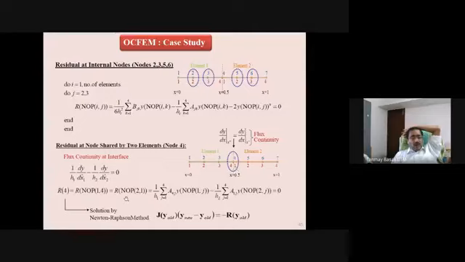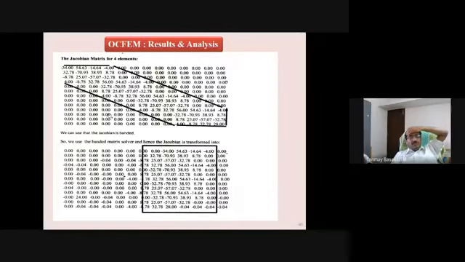So these matrices are very important. For the first element you have the fourth row, and for the second element the first row, and you get all the residuals. Then you can use the Newton-Raphson method to obtain the solution. So these are the 4 elements.